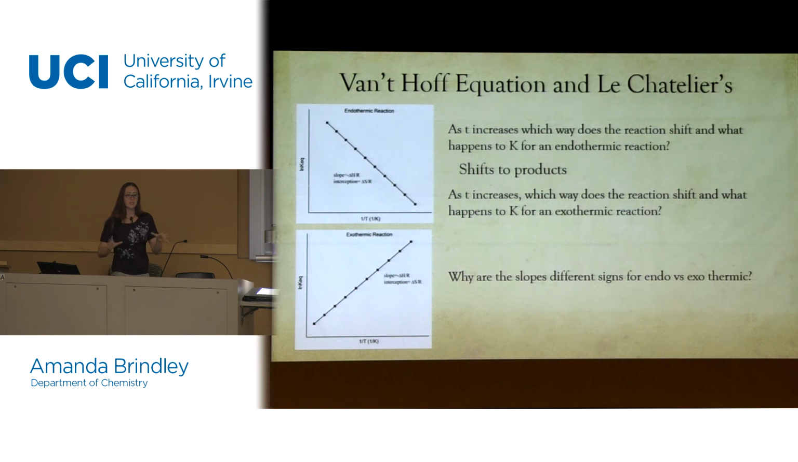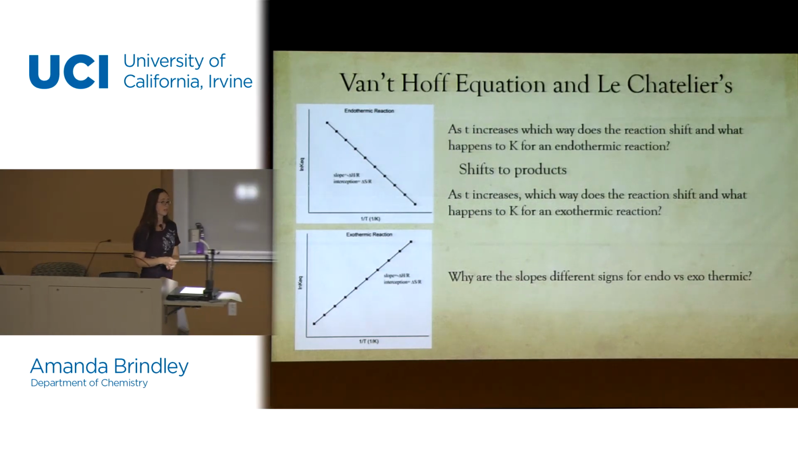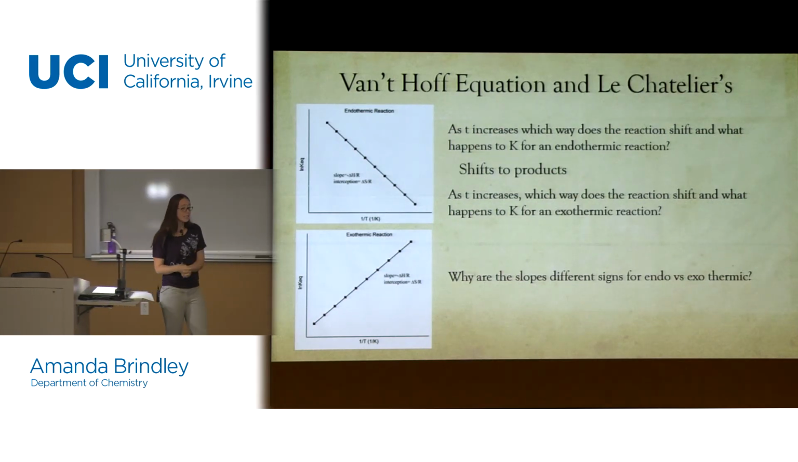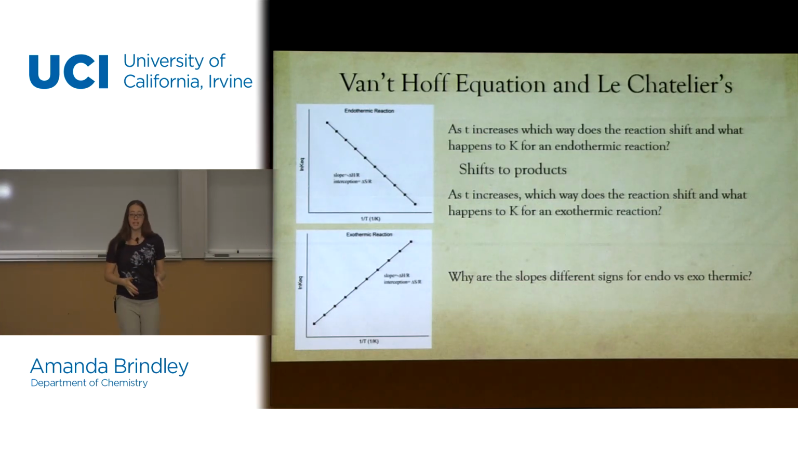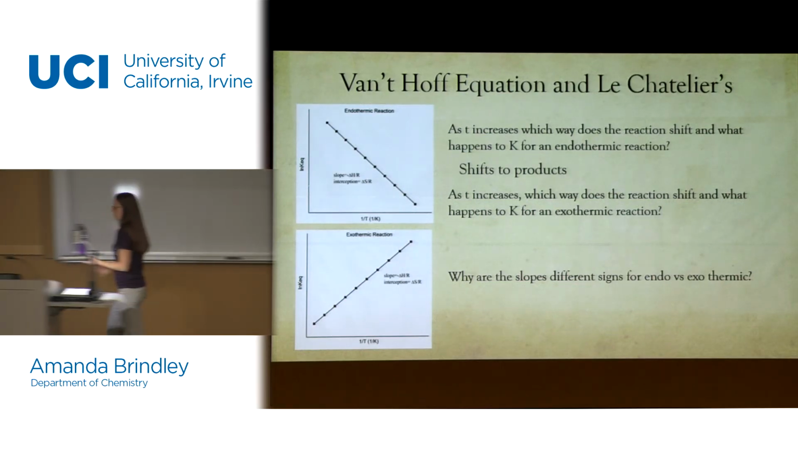So if it's shifting to the products, what is K again in the simplest of terms? Is it products over reactants, reactants over products? It's products over reactants, right? Okay. So K is products over reactants. So we shift toward the products. What happens? Does K get bigger or lower? It's bigger.